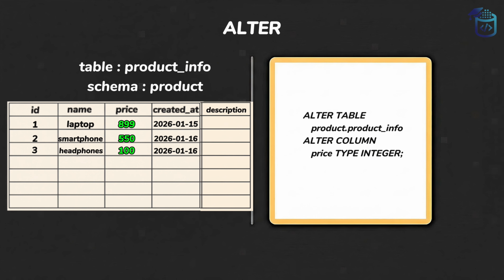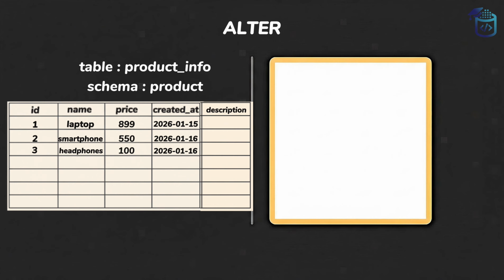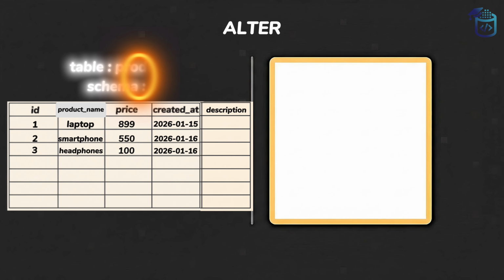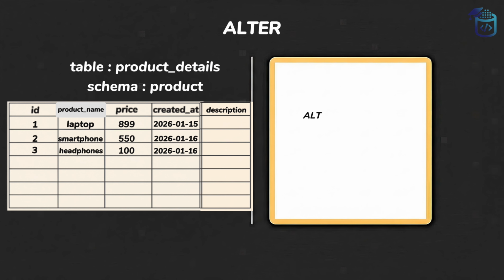We can also use alter to rename a column. For example, let's say we want to rename the column name to product_name. The syntax for this is alter table product.productinfo rename column name to product_name. Finally, we can even use alter to rename the table itself. For example, let's say we want to rename the table product info to product details. The syntax for this is alter table product.productinfo, rename to product_details. So the alter command is very powerful. It lets us change and reshape the structure of tables without needing to recreate them.